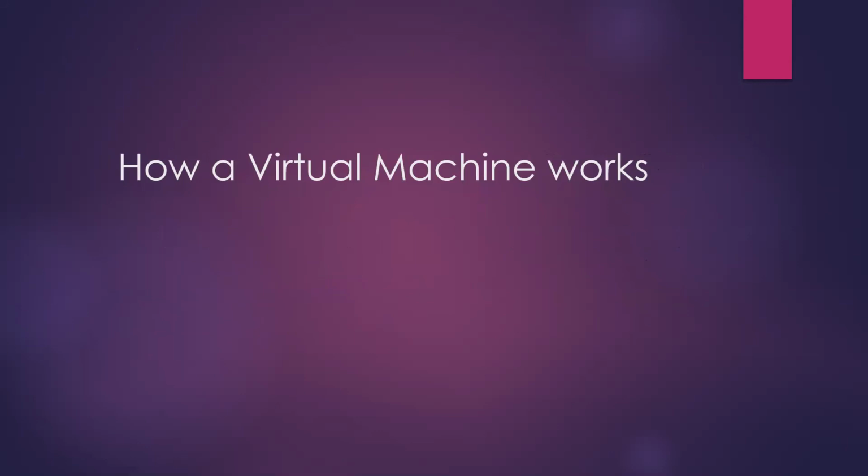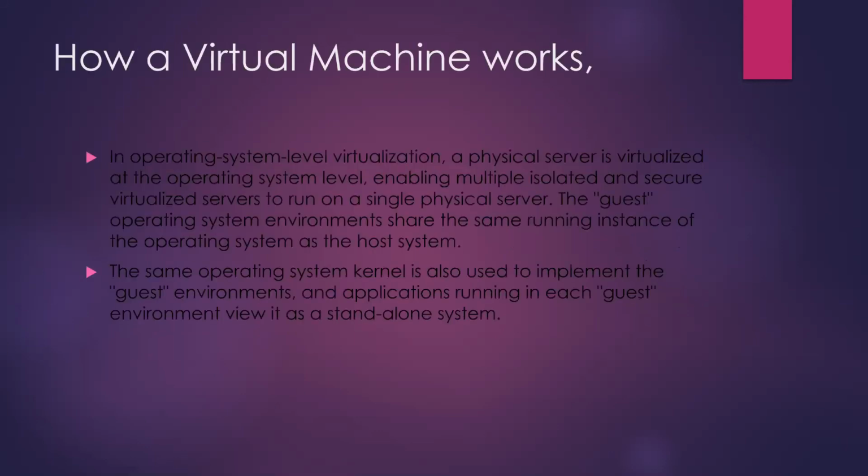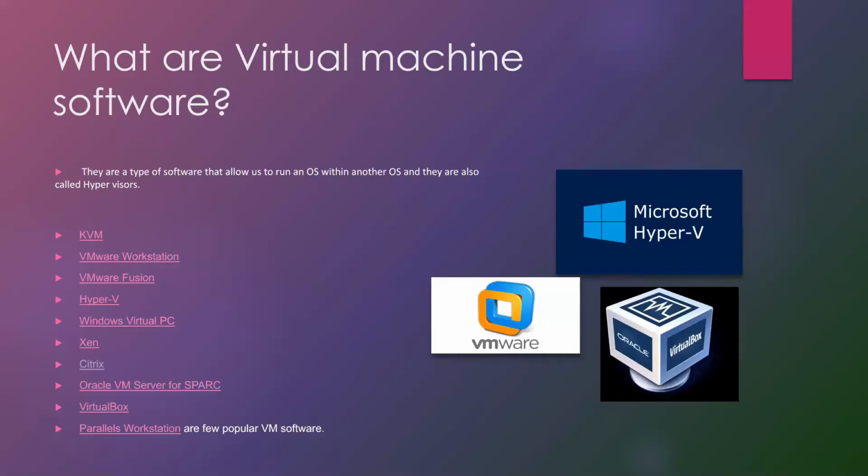And then we're going to talk about how a virtual machine works. In operating system level virtualization, a physical server is virtualized at the operating system level, enabling multiple isolated and secure virtualized servers to run on a single physical server. The guest operating system environments share the same running instance of the operating system as the host system. The same operating system kernel is also used to implement the guest environments, and the applications running in each guest environment view it as a standalone system.